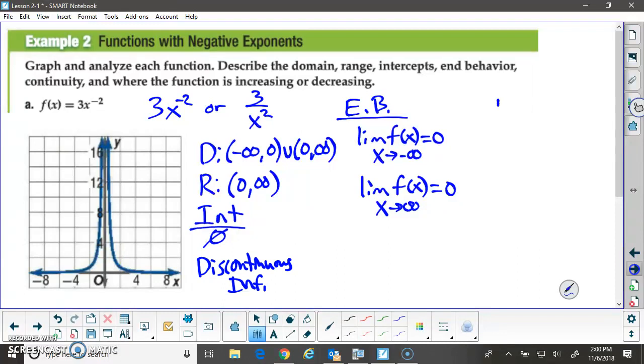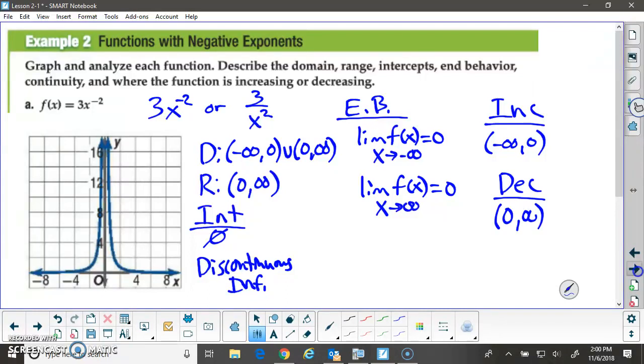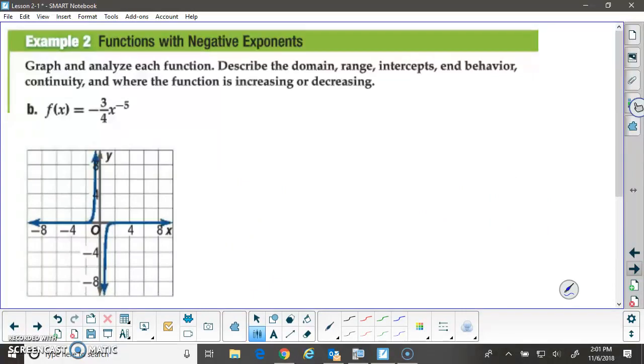It looks like we have the left half of this graph is increasing, and the right half of this graph is decreasing. So there's the characteristics of that particular function. Last one. Again, we got a negative exponent. This time it's a negative odd exponent. So I need you to realize that this function is the same thing as negative 3 over 4x to the 5th. And so our domain is all numbers except for 0 again.